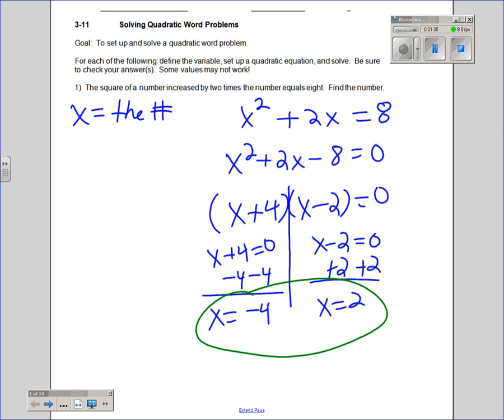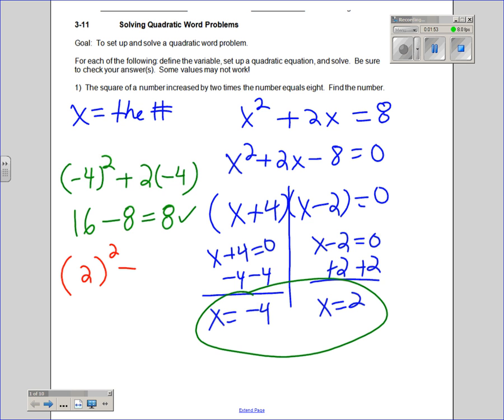And you could even check it if you wanted to, right? If we take negative 4 and square it, and then increase it by 2 times negative 4, this becomes 16, this becomes negative 8, and that in fact is equal to 8. If we check the other value, which is 2, and we square that and increase it by 2 times 2, we get 4 plus 4, and that also equals 8. Really, it should say maybe find the numbers, right? Because there's more than one number that does that.